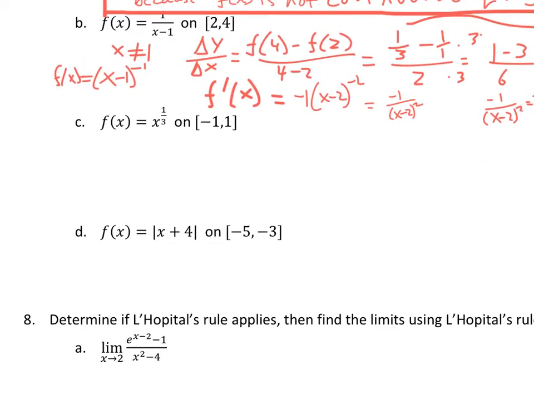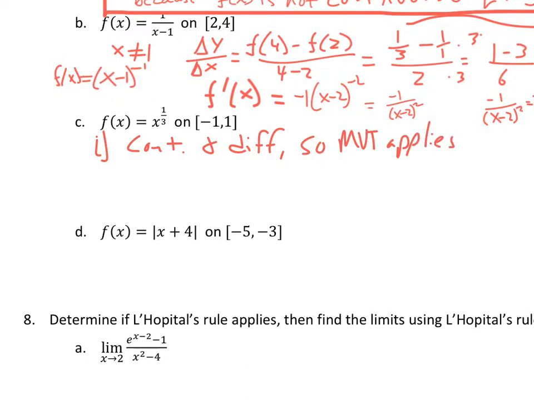C, we have x to the 1/3. So this is a cube root here. All right, so a cube root's defined everywhere. So part 1, it is continuous and differentiable. So MVT applies. It's everywhere differentiable. Let's go ahead and find the derivative now.